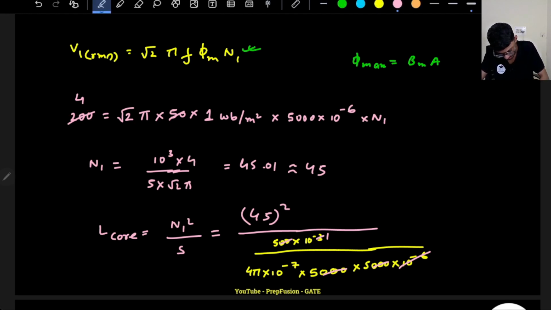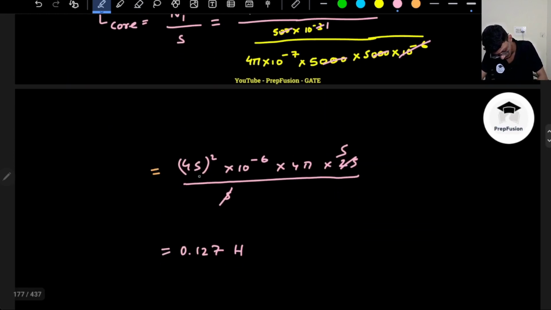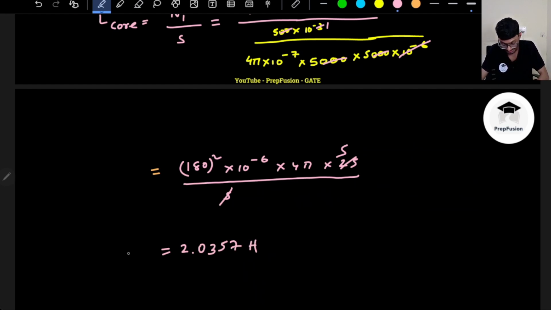So basically it will be roughly equal to 180. So this will be 180 whole square. So ultimately, I will have a 180 whole square here. I missed this thing, so I have to multiply this by 16 actually. So this comes out to 2.037 Henry. Okay, this is the core self inductance, but they have asked me the overall self inductance.